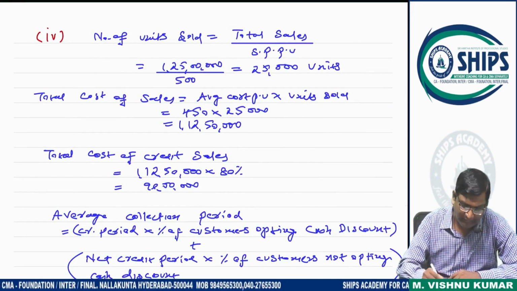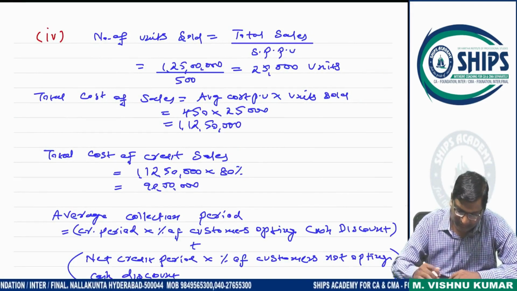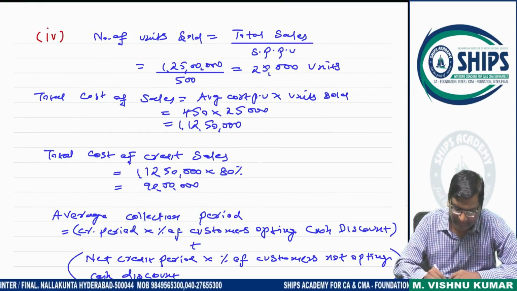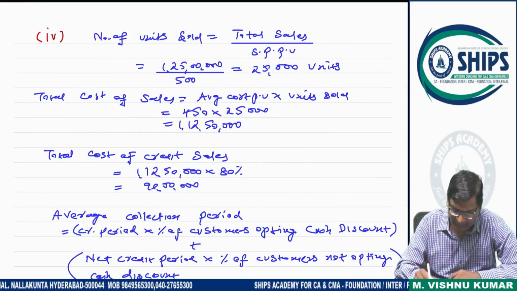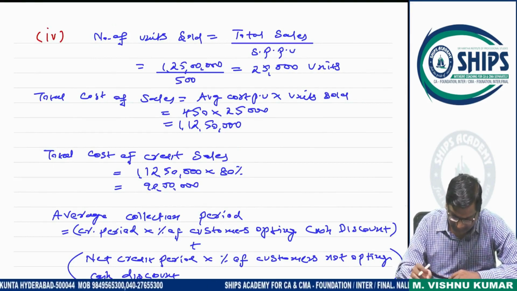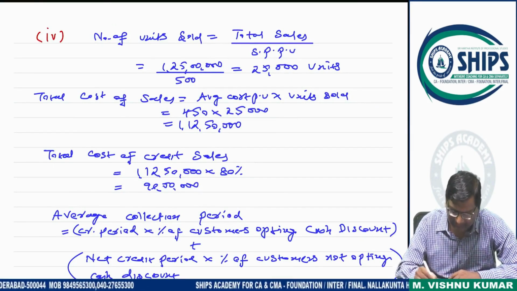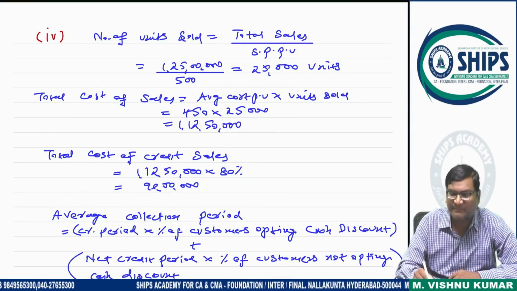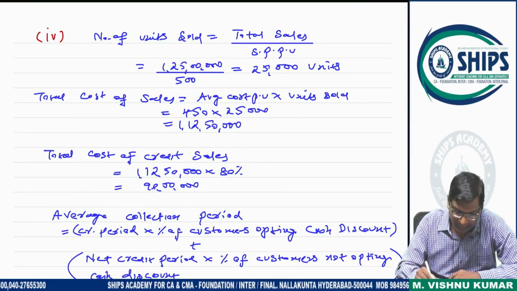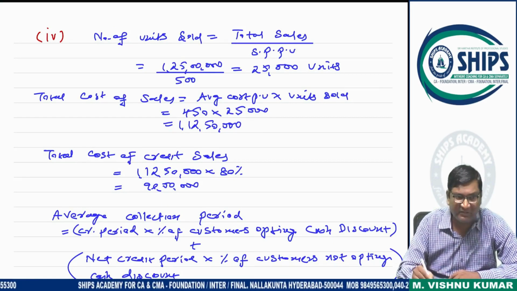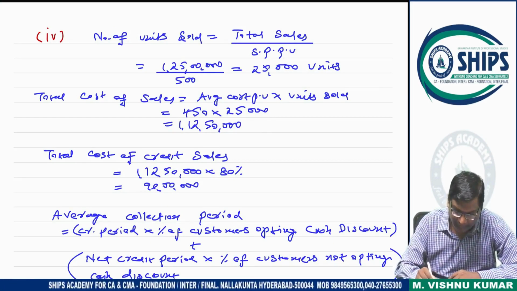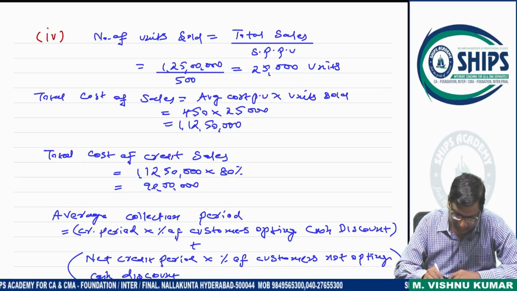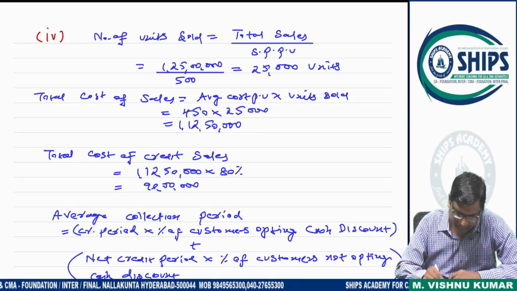First we have to calculate the number of units. Total sales of 1 crore 25 lakhs is given and selling price is 500 rupees, so this is 25,000 units. Actually this is a lengthy question, that's why I am explaining this way. So 25,000 units is the number of units sold. Now we have to calculate cost of sale: average cost per unit into units sold. Average cost per unit is 450 into 25,000, so 1 crore 12 lakh 50,000. This is the cost of sale.